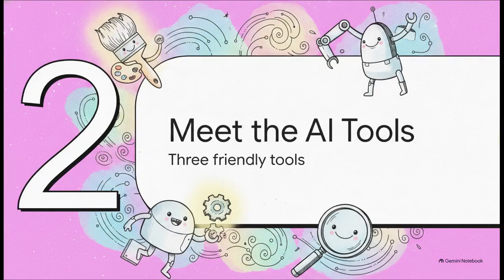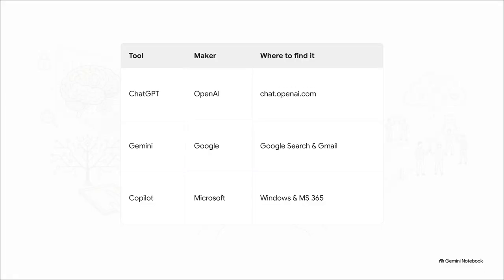Section 2. Meet the AI tools. Let's look at 3 friendly options. There are 3 major tools you really should know about, and the best part is they are all completely free to start using. First up, there's ChatGPT, which is made by OpenAI.